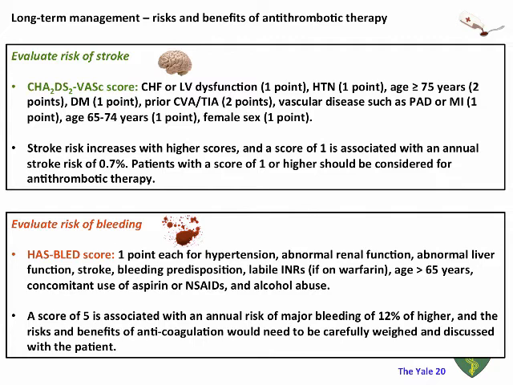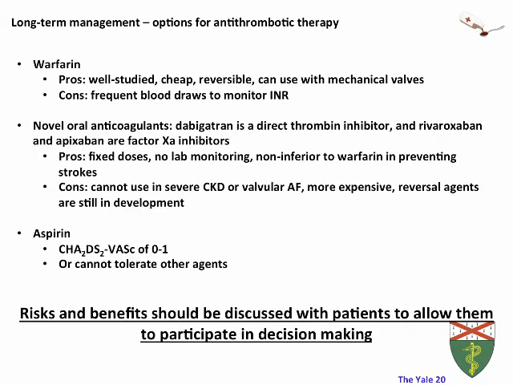As with everything in medicine, the risks and benefits of antithrombotic therapy need to be carefully weighed and discussed with the patient. There are several options for antithrombotic therapy. First and most well-studied is warfarin. Benefits: it's cheap, reversible, pretty well understood, and can be used in patients with mechanical valves. The main drawback is that it requires frequent blood draws to monitor the INR, and it can be difficult to maintain patients in a therapeutic range based on their diet, other antibiotics, genetics, and so on.